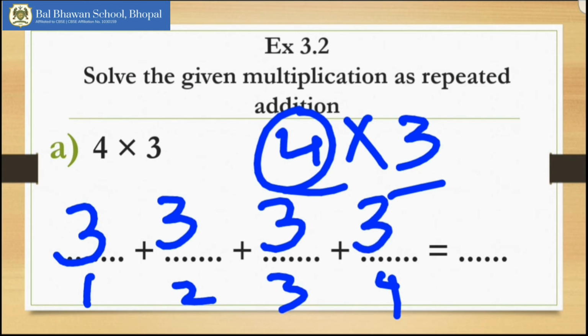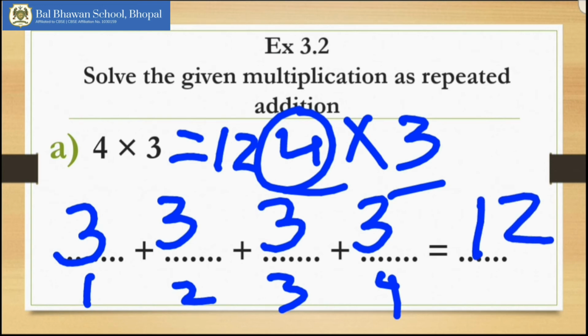So children, here 4 threes are, what is 4 threes are? You know the table of 4, it is 12. Okay, so here 3 plus 3, again it is 6. 6 plus 3, 7, 8, 9. Again 9 plus 3. Count 3 times after 9. 10, 11, 12. Okay. So this way, children, you can write multiplication as repeated addition.